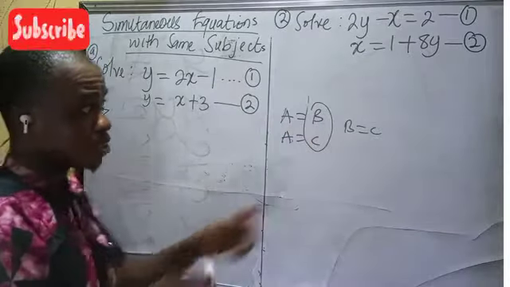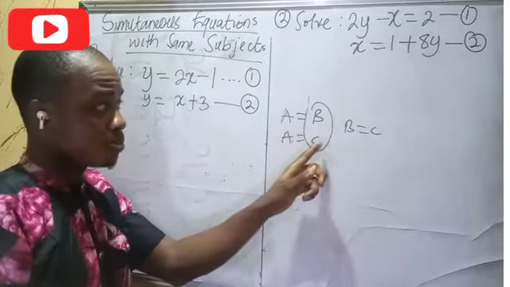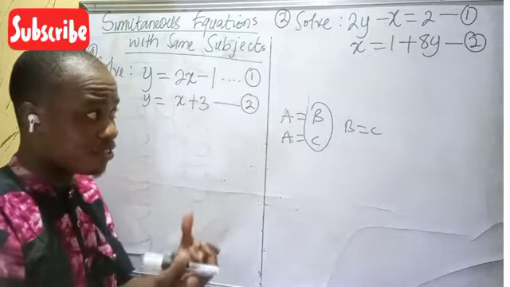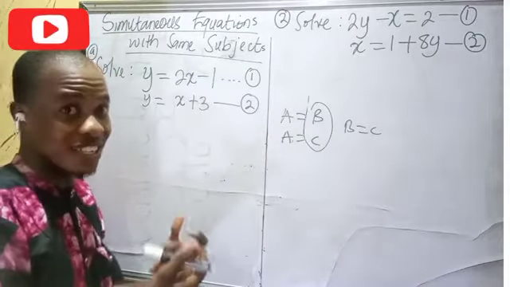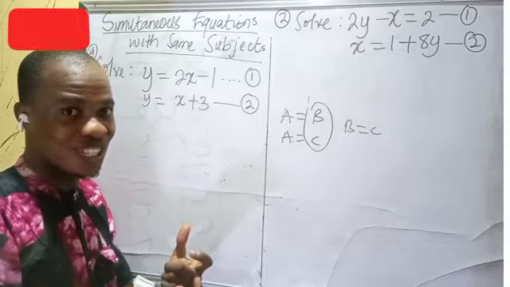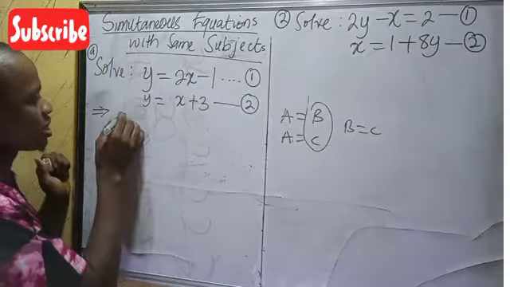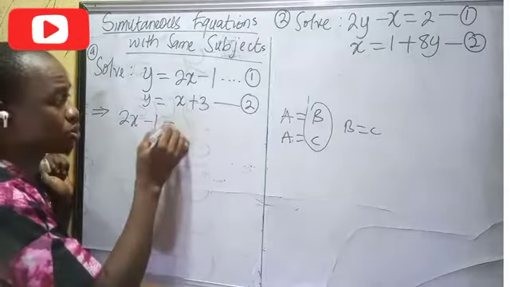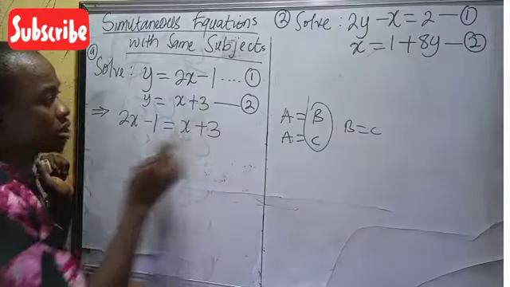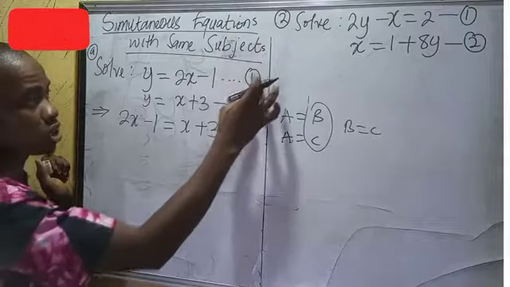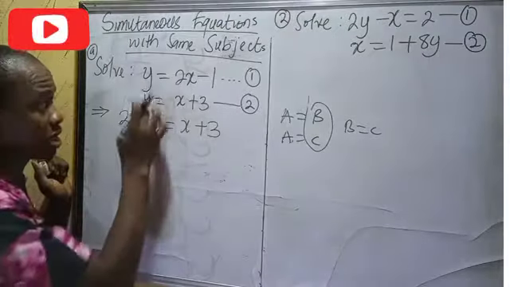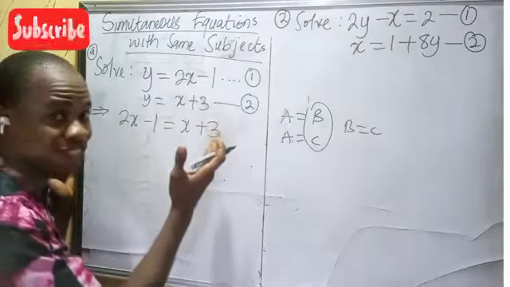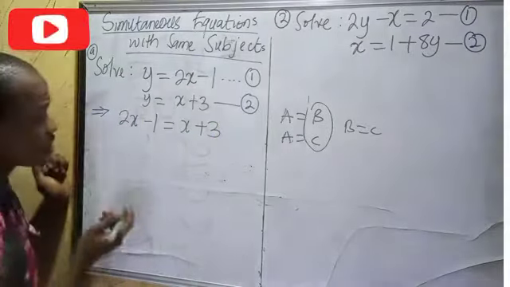Because the person that owns a is still the person that owns b. Definitely b and c, they have relationship. Are you getting now? So we can say they are equal. So therefore, you can say 2x minus 1 equals to x plus 3. What we did is that we tried to equate 1 and 2 together, being that they are the subject, as in the subjects are equal. y is equal to this and y is equal to this. Am I making sense?